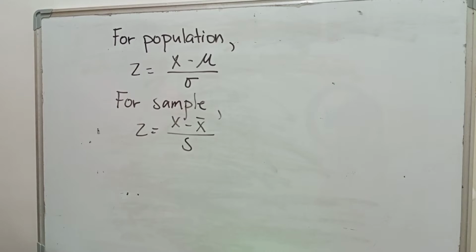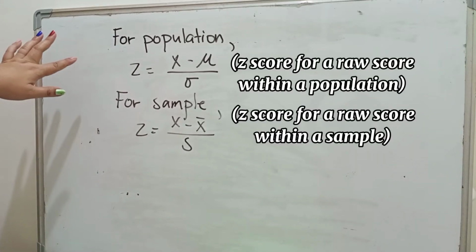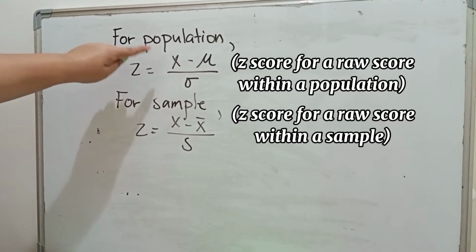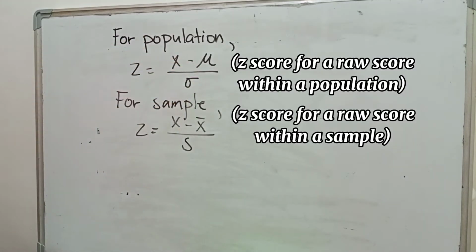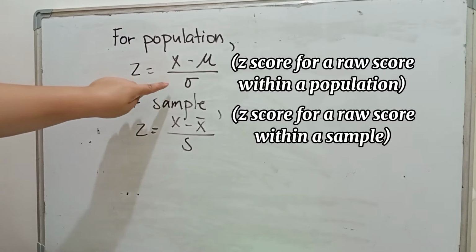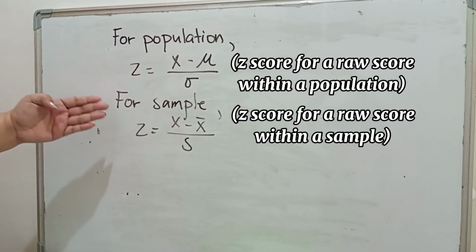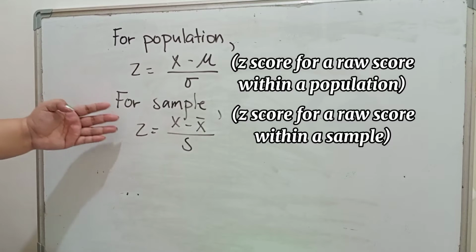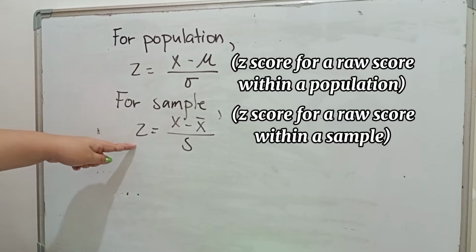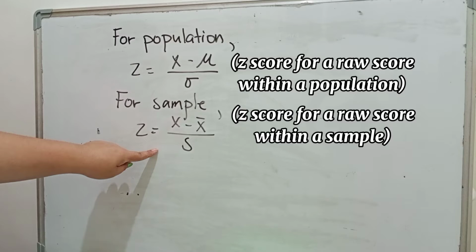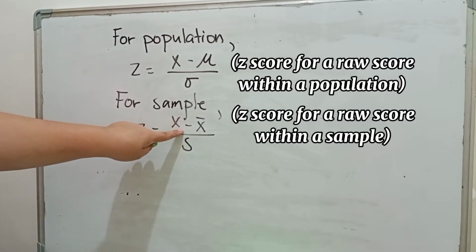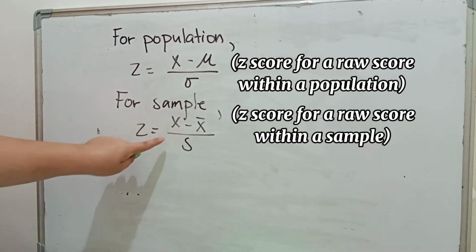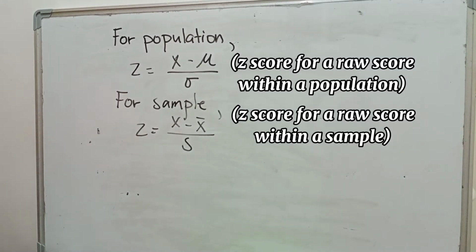To determine the Z-score, we need to use the formula. If we are going to find it for the population, the formula is: Z-score or standard score is equal to the given measurement minus the population mean, all divided by the population standard deviation. While if you are going to find the Z-score for a sample, the standard score is equal to the given measurement minus the sample mean, divided by the sample standard deviation.